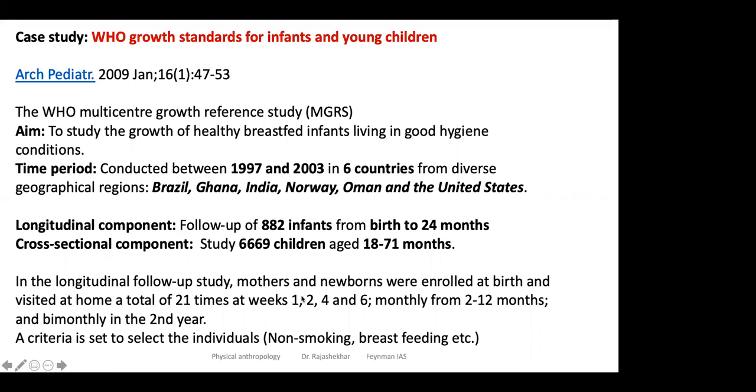Okay, they visited their homes. Starting from the birth, at birth, they went to their home, collected samples. Week 1, 2, 4, 6, and then every month from 2 months to 12 months. You don't have to write all these details. Just get the specific idea that they have to collect samples at different time points. That's it. So starting from birth, first few weeks, then few months, then every 2 months till 2 years. Totally for birth to 24 months, they collected data.